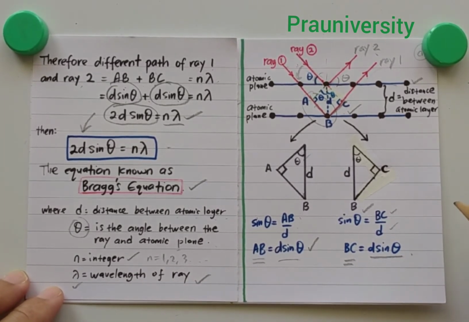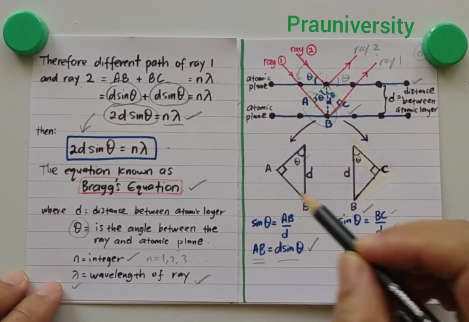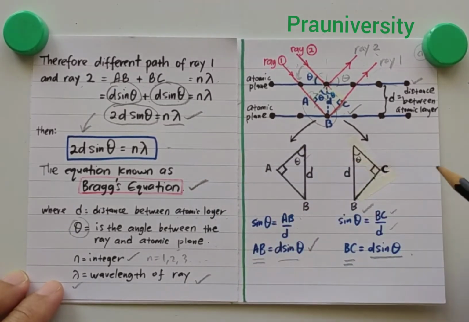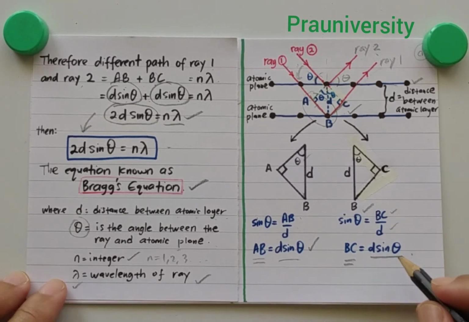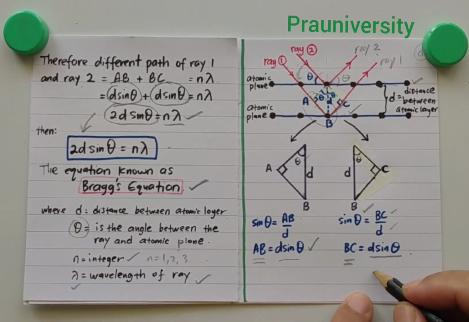Okay, hopefully we understand how to get the Bragg equation, and we know the process of the diffraction of the X-ray. Hopefully you understand. And until now, thank you.